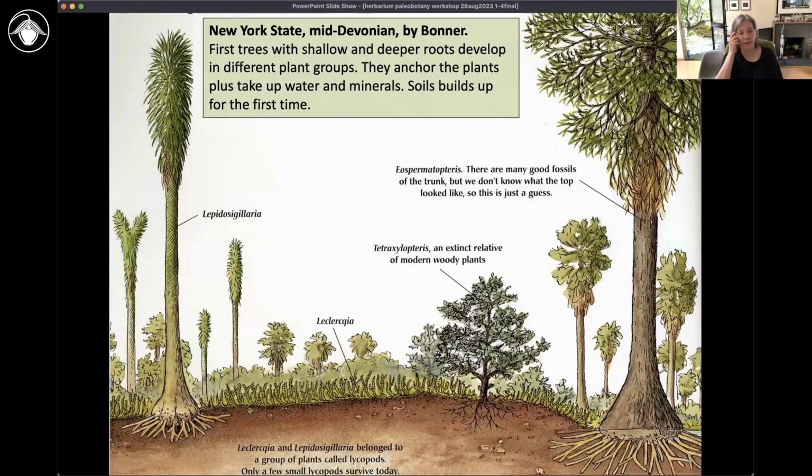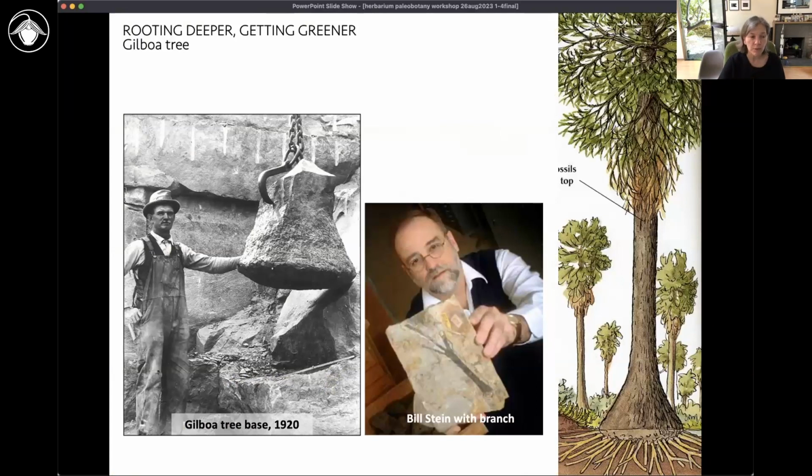So what did they look like? Well, the reason why they were well known is they were found on a regular basis apparently in a part of New York State, in quarries. And here's a picture on the left with one of those bases of those trees. So the whole base of the tree was fossilized. So this is from 1920.